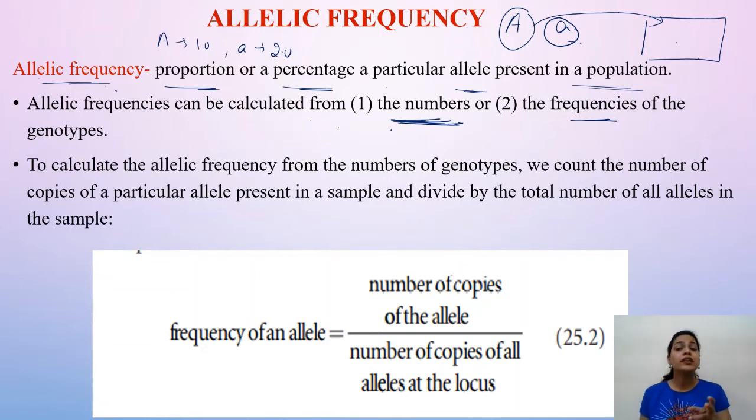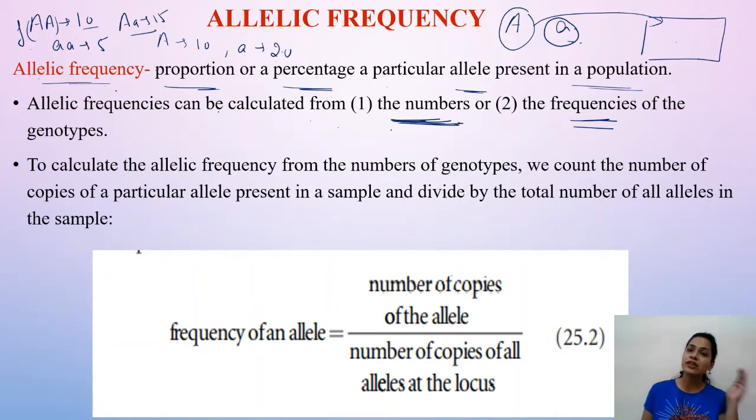Or if the frequency of a particular genotype is given, for example this genotype has a frequency of 10, this genotype has a frequency of 5, and this genotype has a frequency of 15, then from that also we can calculate the allelic frequency. How? We will understand here. The formula is kind of similar to the genotypic frequency, just a little bit of difference is there. Okay, pay attention everyone.